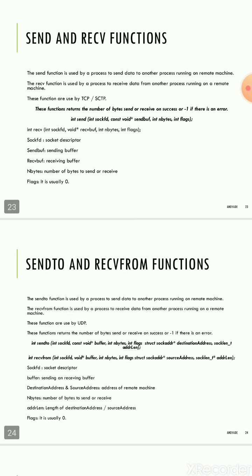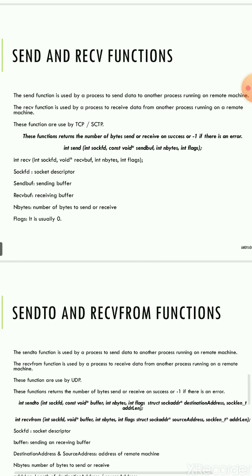Send and receive functions. These are among the important functions of socket client-server programming. We use send and receive functions in TCP, and sendto and receivefrom functions in UDP. The send function is used by a process to send data to another process running on a remote machine. The receive function is used to receive information from client to server and server to client. Their structures are defined here.